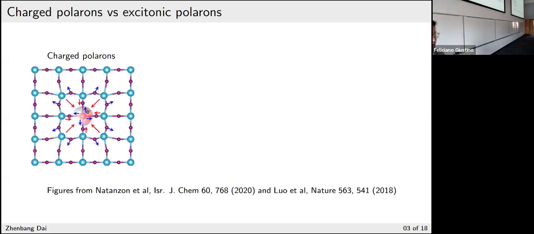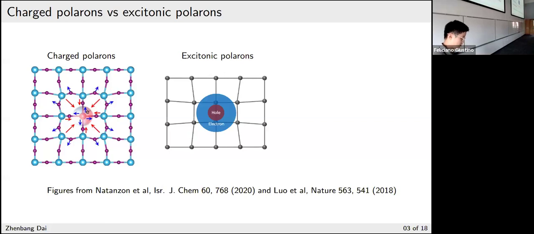Okay, so I think Feliciano yesterday gave us a very nice lecture about polarons. So today I don't need to tell you the importance and the application or the theory of the polarons in detail, but just a very quick reminder. A polaron is a quasi-particle that is formed by an extra charge, such as an electron in this case, and the induced local lattice distortion. And similarly, in the case of excitons, which is a neutral particle, it can also have a similar polaronic physics.